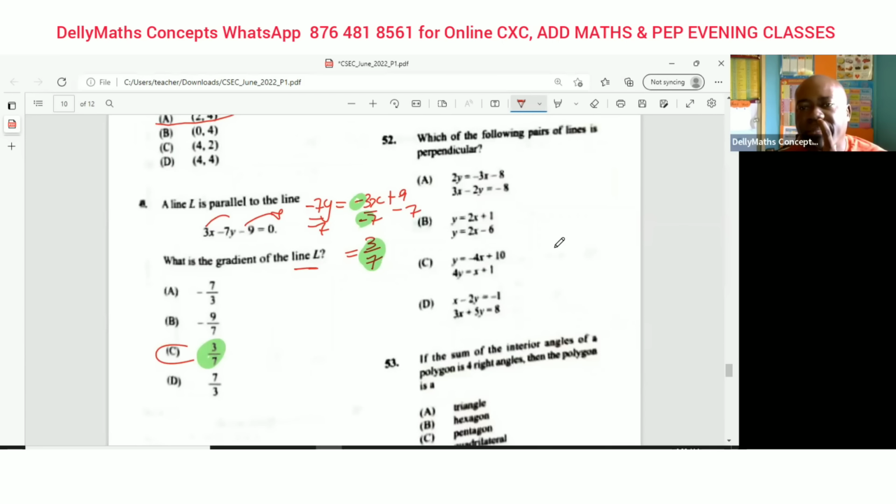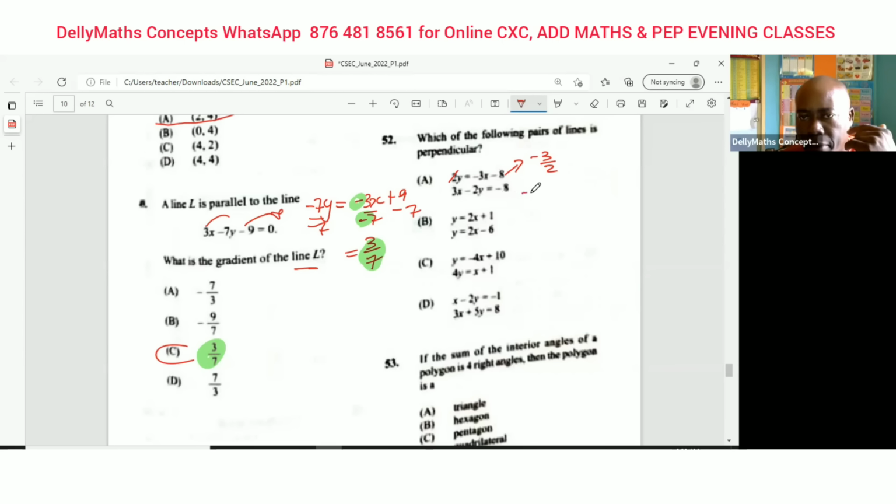Which of the following pair of lines is perpendicular? I have to convert them into the regular form and look at them quickly. So for this one here, the gradient is going to be negative 3 over 2. That's getting rid of the 2 there. For this one, I'm going to have to fix it. So I'm looking at the gradients really.